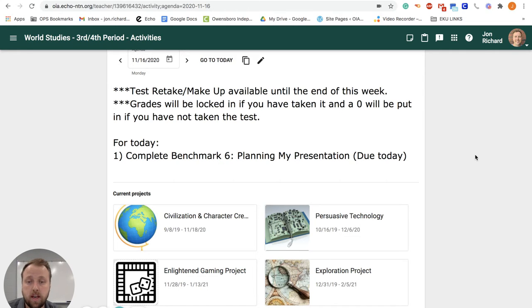The good news with planning the presentation is you've already done the work, okay? In benchmarks 2, 3, 4, 5, you've got all the work done for your presentation, if you have gotten it all done. If you're missing some of that work, and for the last week, I have said, get that stuff done. Make sure it's done. Make sure it's done. Okay. If that's not done, you'll have to go back and do that before you can plan your presentation and before you can do your presentation.